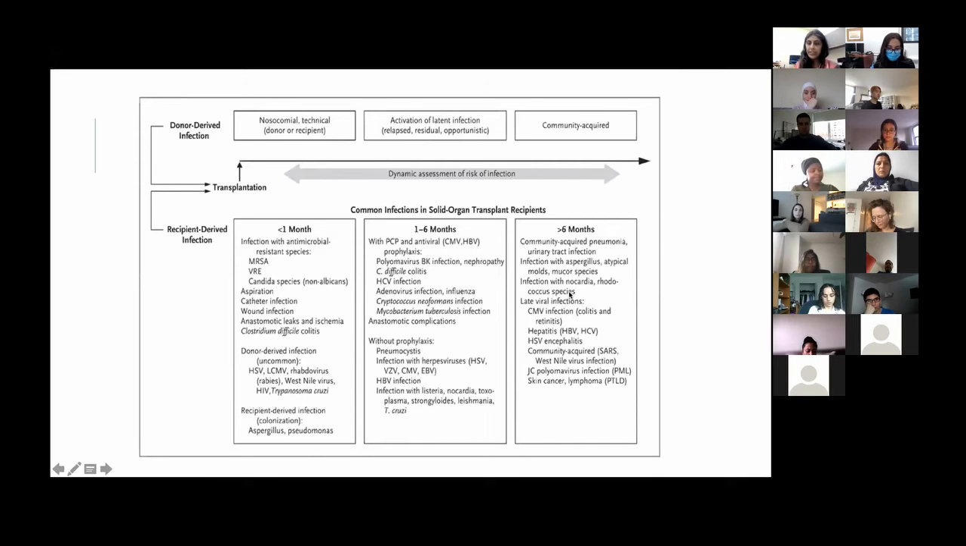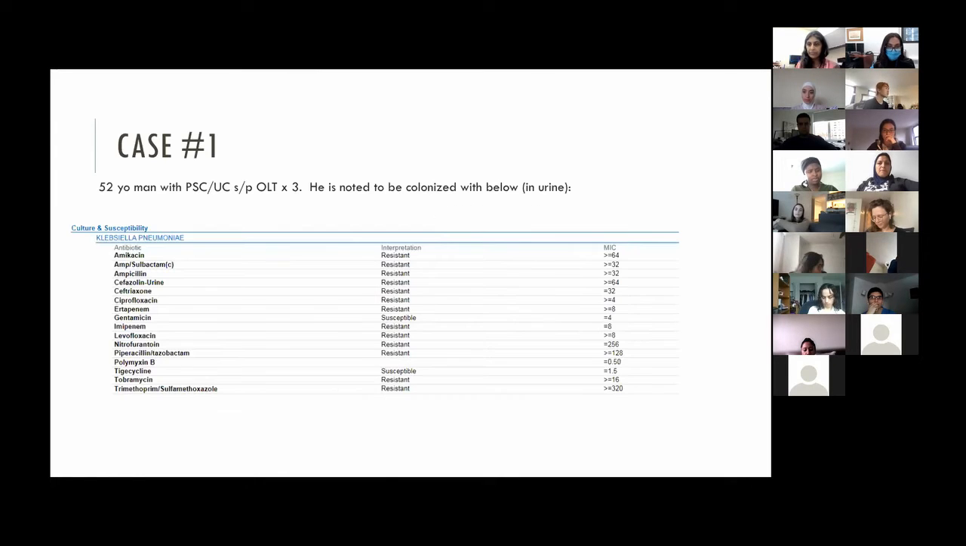And then after 6 months, OIs are still possible, as are more of those community-acquired infections, because that's when a lot of transplant patients go back to work. They're more out in the community again, and they're more at risk for community-acquired infections. So we'll go through cases through all of these phases today.